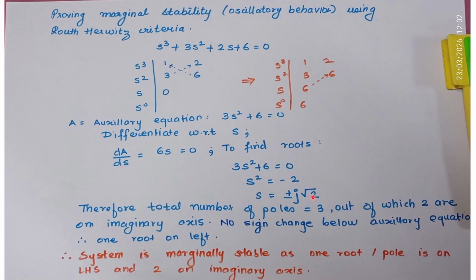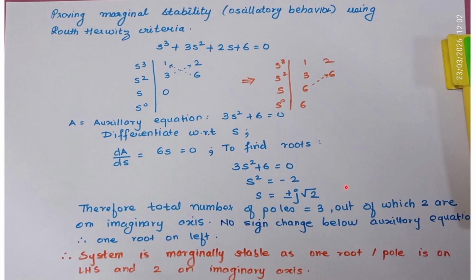The number of roots in the given equation is the highest power of the equation, the highest degree here. What is the highest power? 3. So when the highest power of s is 3, it means that this system has 3 poles, out of which you have already found 2 poles. One is plus j root 2, one is minus j root 2. What remains is 1 pole. So where is that pole?